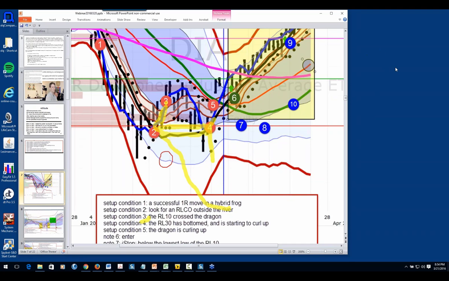So number 4 is that the 30 has bottomed and is starting to curl up. So the 30 was this one, and then we got this favorable price action, which caused the 30, instead of continuing on, to get flat and start to roll up.